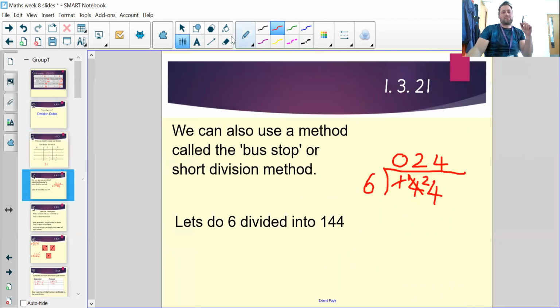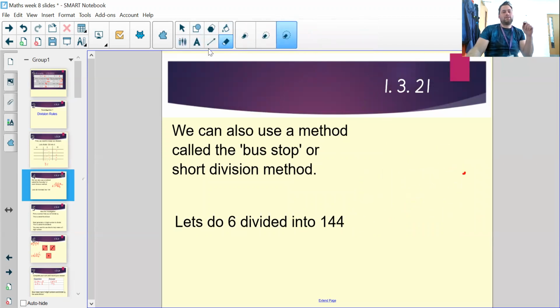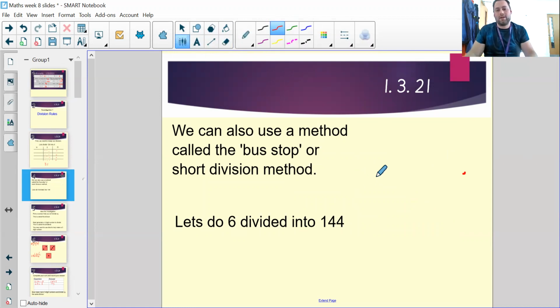We can also use a bus stop method that we haven't actually taught you, but I know a lot of you are doing it. So let's quickly go through it. You draw your bus stop like this. Our divisor, which is 6, goes on the outside, and our dividend goes in the middle, the number we are dividing. We then go, how many 6s go into 1? 6 doesn't go into 1, does it? We can't fit, so there's nothing. So that 1, we now exchange and it goes over to the tens column.